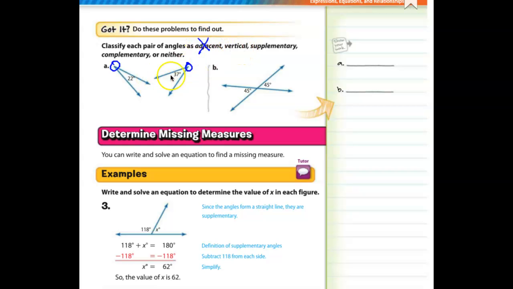What about vertical? Are these two angles vertical? Yes or no? If you said no, you're correct because vertical angles have to be across from each other when two lines intersect, and these two are not involved with each other at all. They're just two separate angles. Are these two angles supplementary? Yes or no? Okay, the answer is no, because if we added 22 plus 37, what are we going to get?